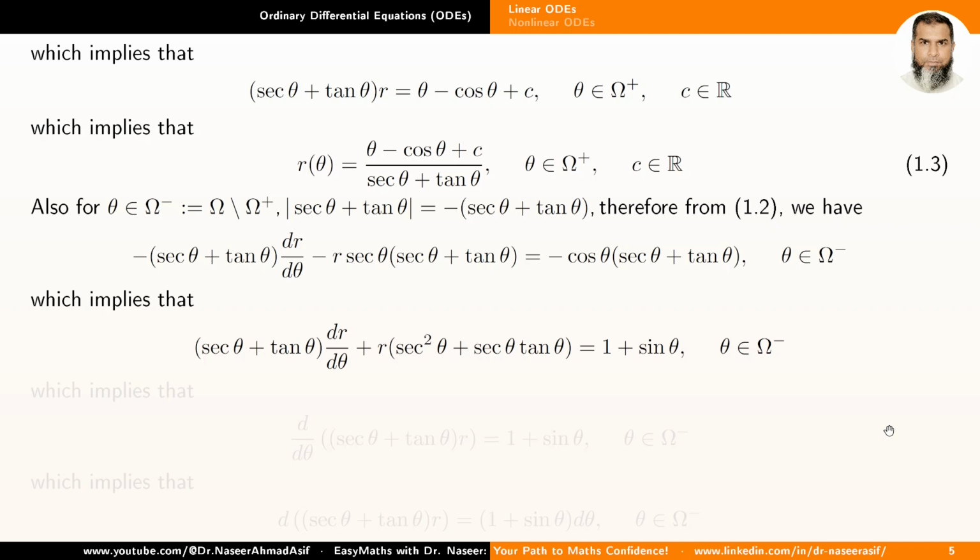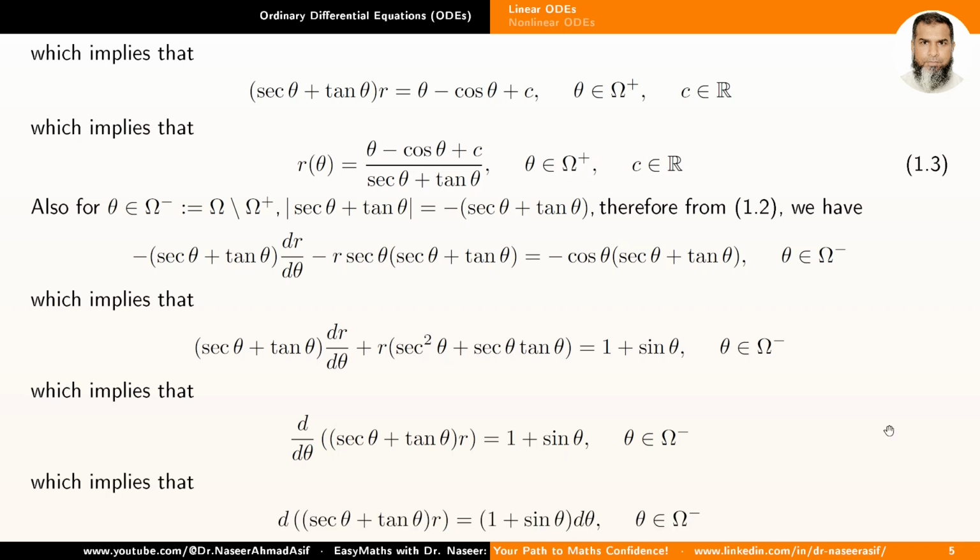Well, this can be expressed as d by d theta of (secant theta plus tangent theta) into r is equal to 1 plus sine theta, where theta belongs to omega minus. So we have d of (secant theta plus tangent theta) into r is equal to 1 plus sine theta into d theta, where theta belongs to omega minus.